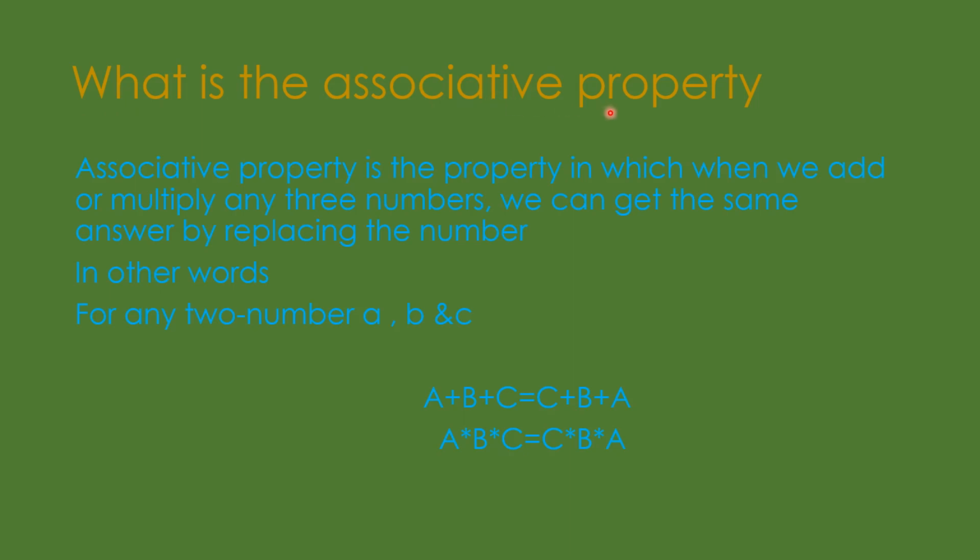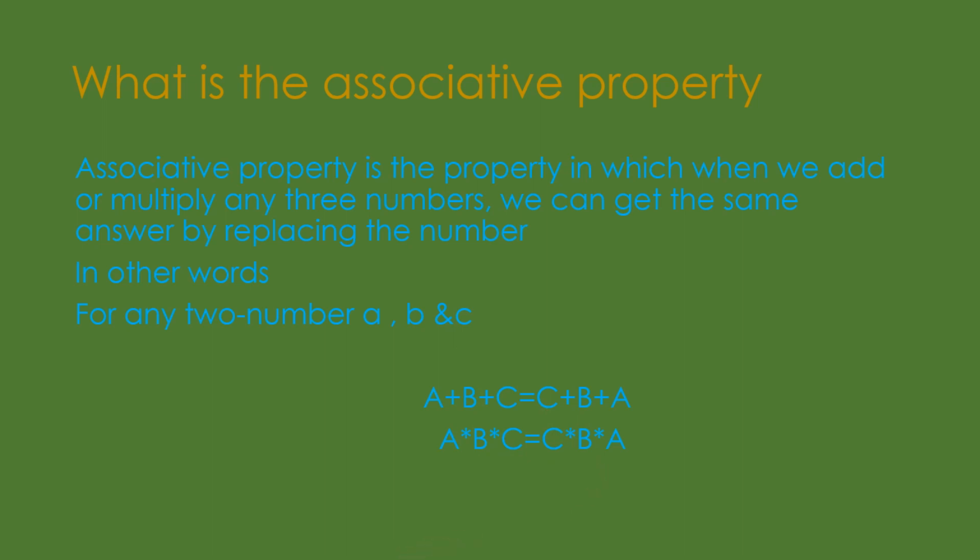What is the associative property? The associative property is the property in which when we add or multiply any three numbers, we can get the same answer by replacing the numbers. This associative property is nothing but the same commutative property, but we are here using three numbers instead of two numbers. In other words, for any three numbers a, b and c, a plus b plus c is equal to c plus b plus a, and a into b into c is equal to c into b into a.